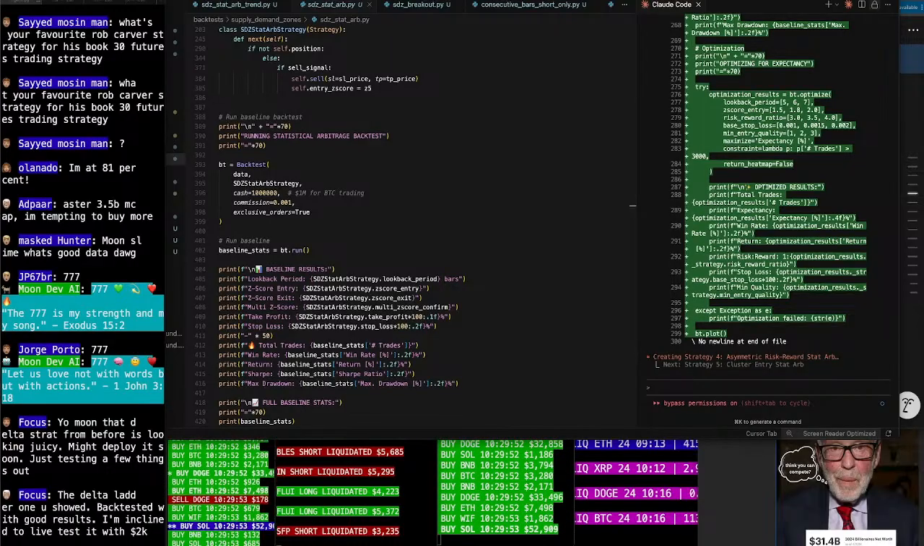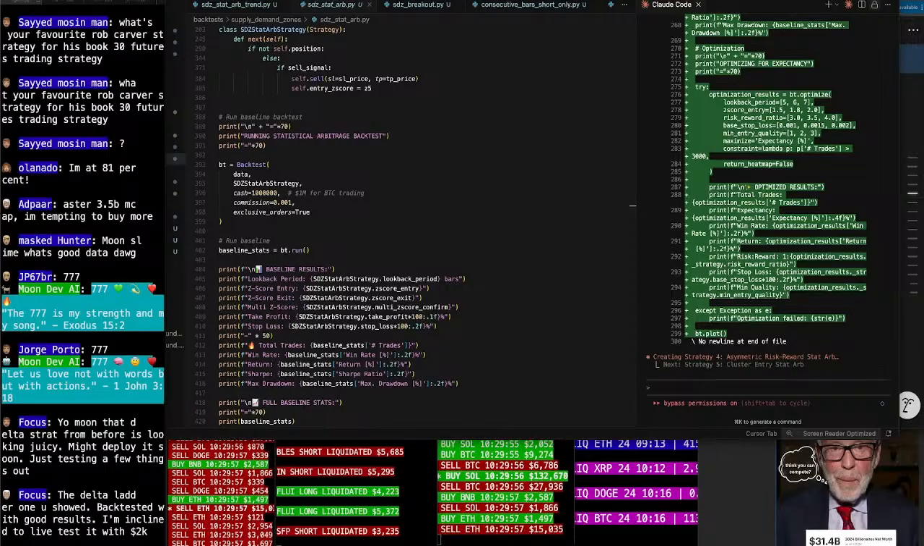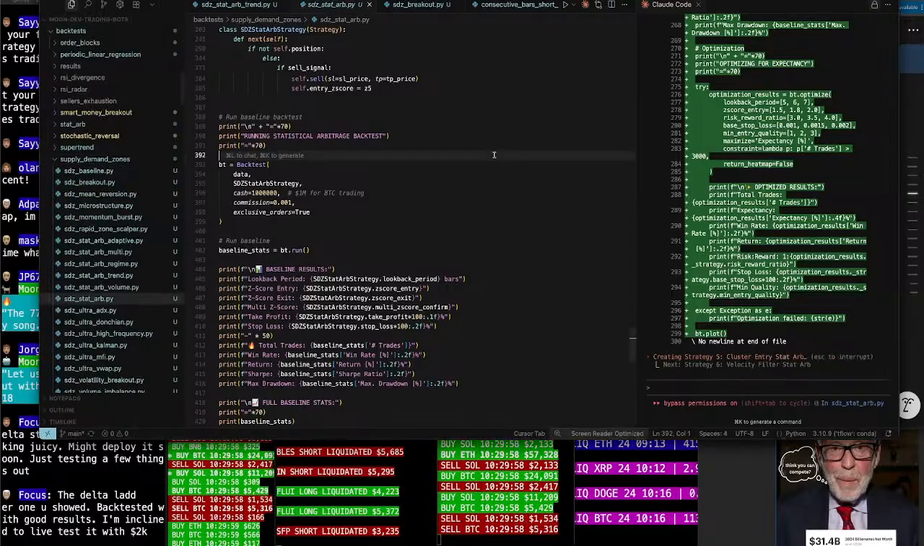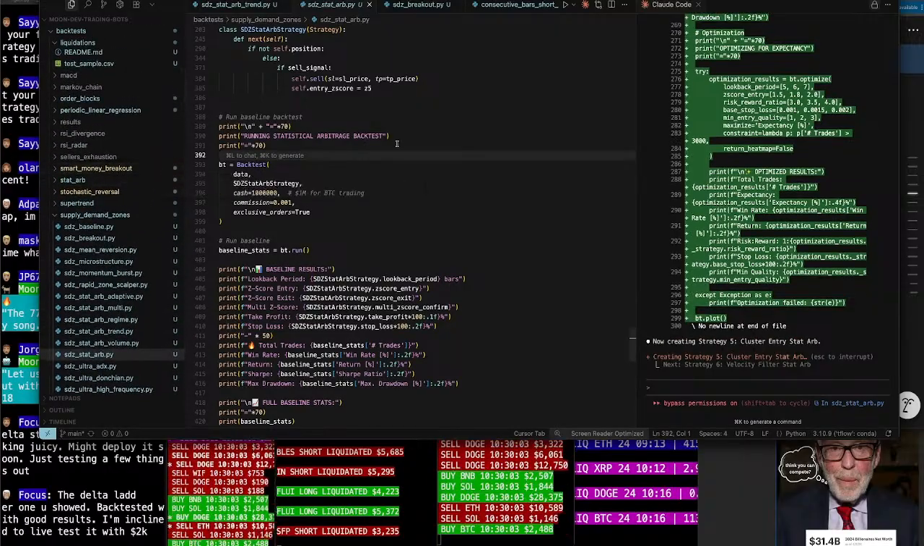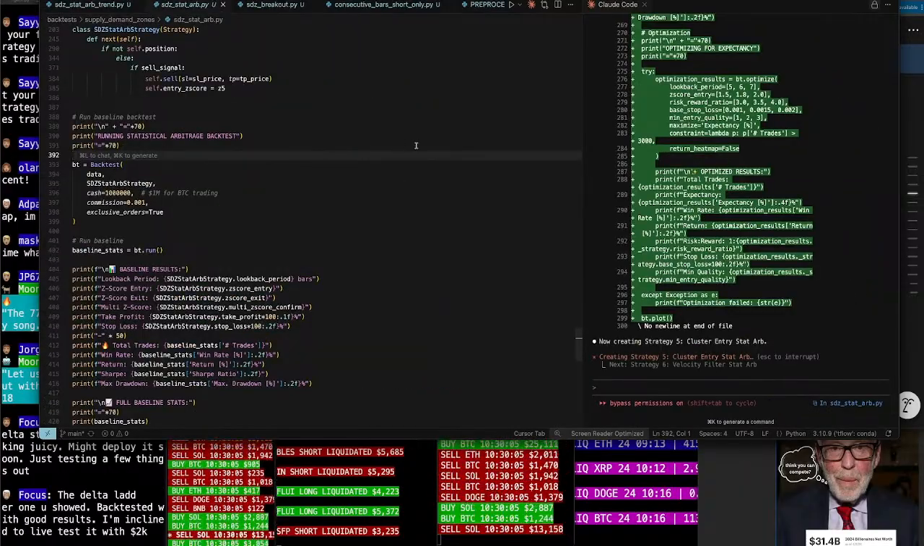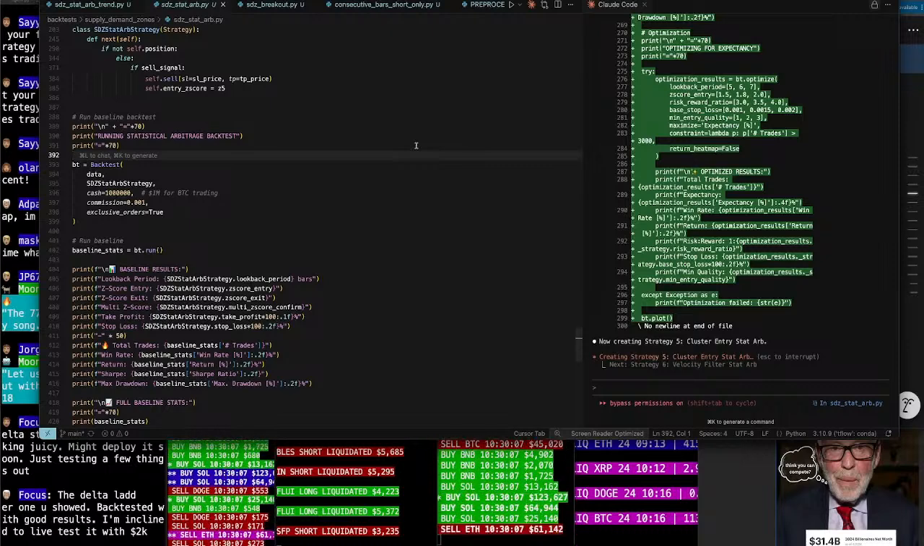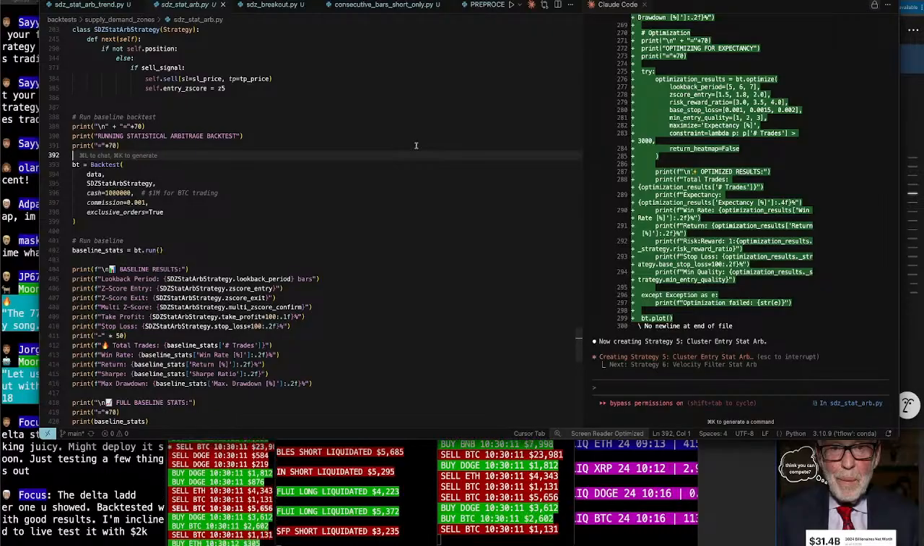The Delta ladder one you showed. Oh, nice. Access with good results. I'm inclined to test live with 2K. I gotta find that one, Delta ladder. Damn, see, that's what I love about showing this stuff, dude, is that I can't even take action on everything. So I can show everything, and people can take action on things that I can't even take action on. So that's fire. Teamwork makes the dream work.